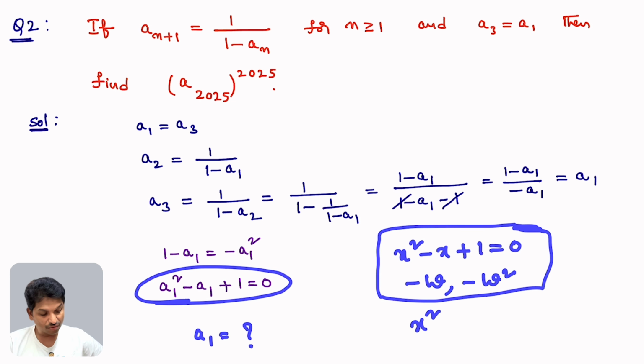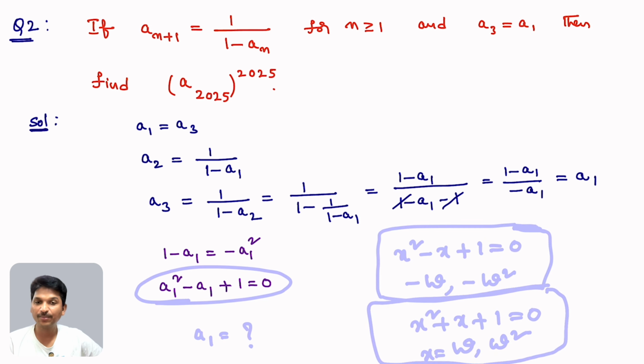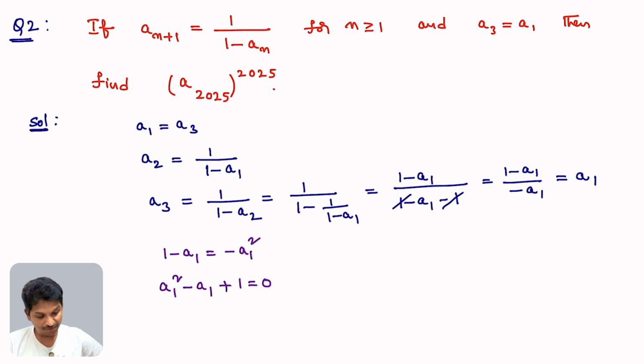What are the roots of x square plus x plus 1 equal to 0? For this equation, the roots are omega and omega square. You need to know these points to do this problem further. Observe this: this is like x square minus x plus 1. From this, we can understand that a1 is either minus omega or minus omega square. This is the first observation you need to know in this problem.